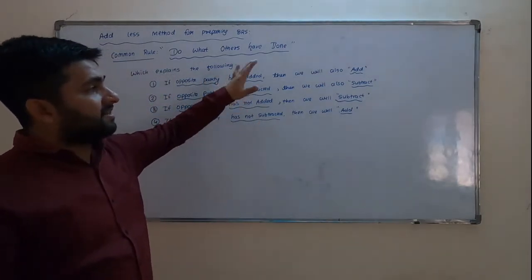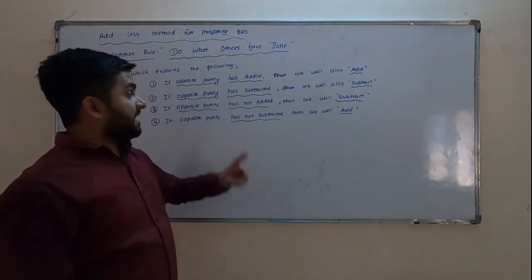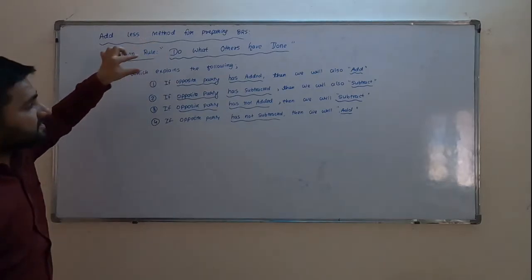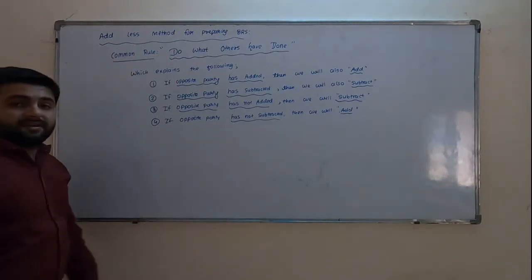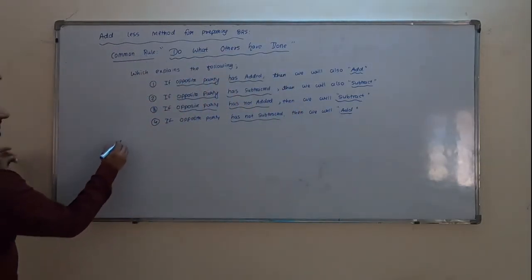So has added then add, has subtracted then subtract, has not added then subtract, has not subtracted then add. So this is the explanation of this rule. Okay, now we are writing the specimen of all the transactions and write a note here.